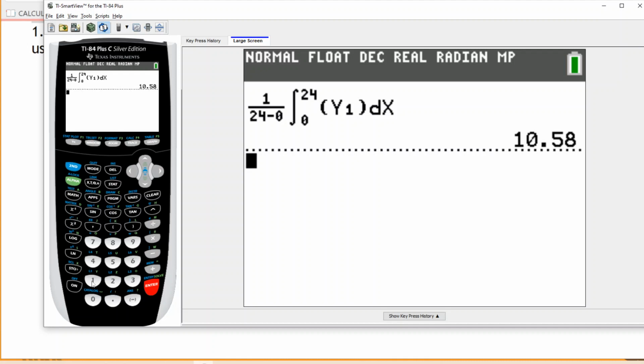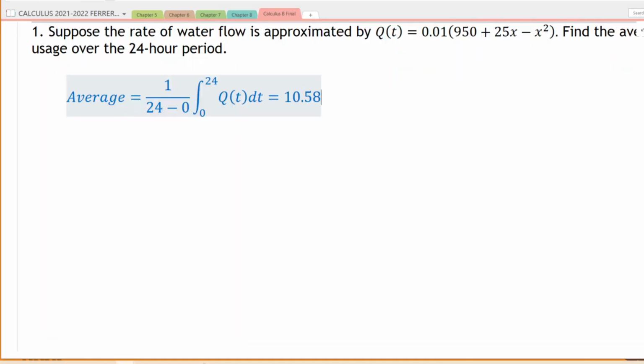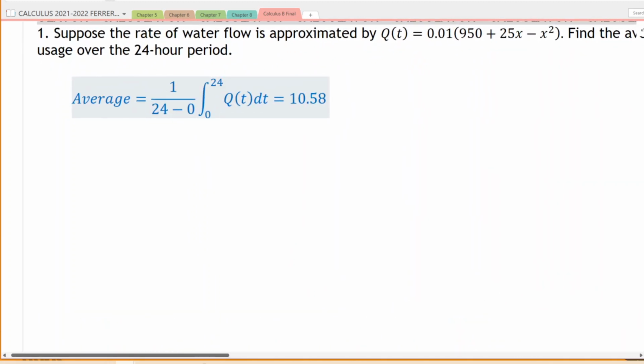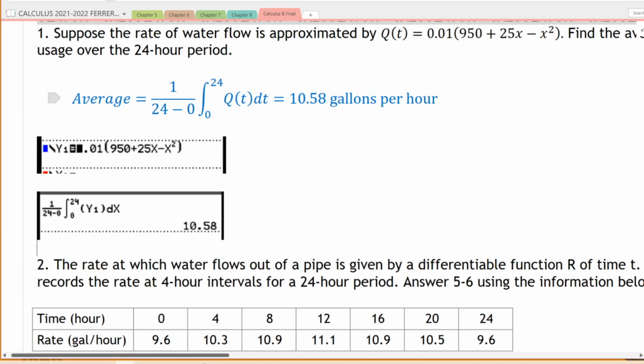It's 10.58. We'll write that down, and we're not given a unit, but actually, do we know that Q(t) is in gallons? No, we don't know that Q(t) is in gallons. So there's another assumption. The next assumption we're going to make is that, well, we already calculated with hour, so assuming that the water flow is in gallons, we're going to put this in gallons per hour. And that takes care of our number 1. We'll just leave a couple of calculator screenshots here to help anyone out in the future.